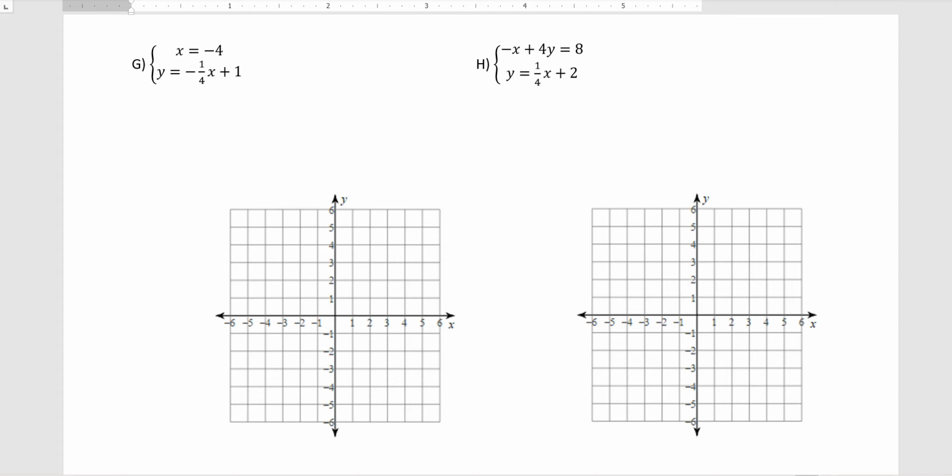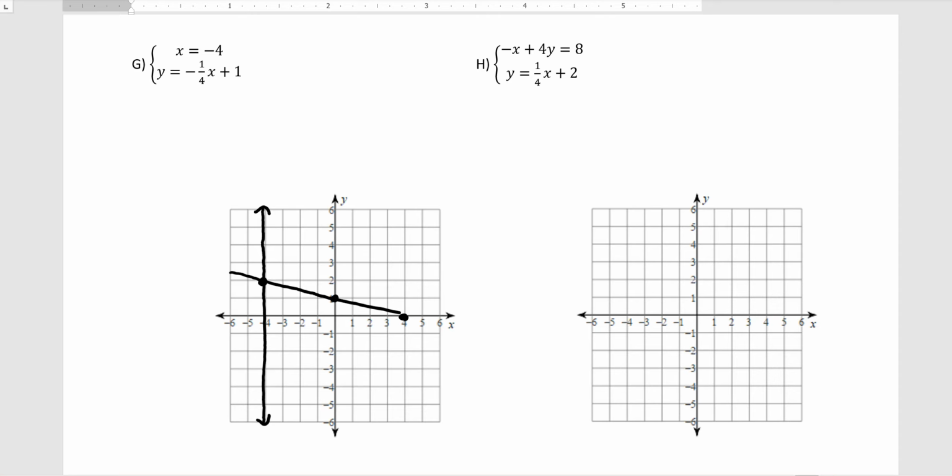All right, let's see how we did for letter G and letter H. So first, looking at letter G, I see x equals negative 4. Well, that's a vertical line at negative 4. So I can just graph that real quick. And then my second equation, y equals negative 1/4 x plus 1. So y-intercept of 1, and then a slope that would tell me to go down 1, right 4, or up 1, left 4. And I can see in this case I'm going to have one solution.